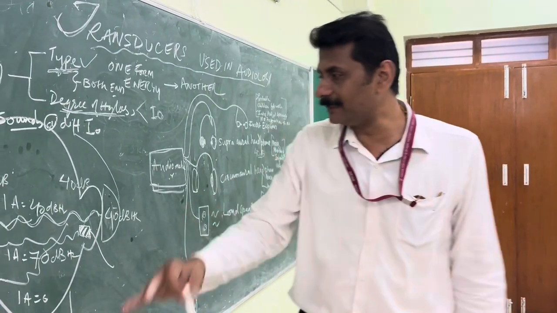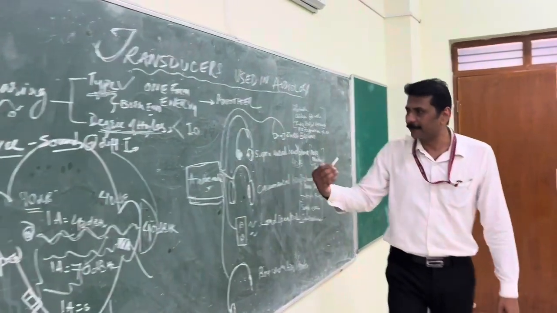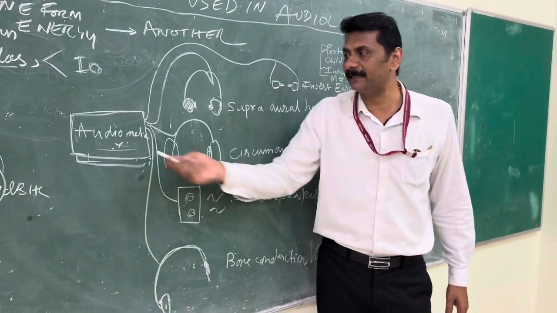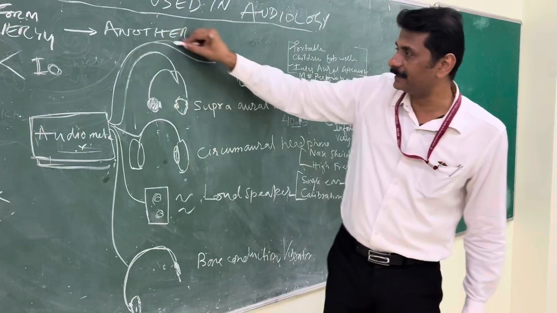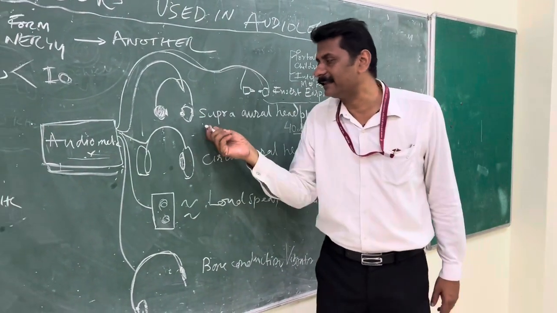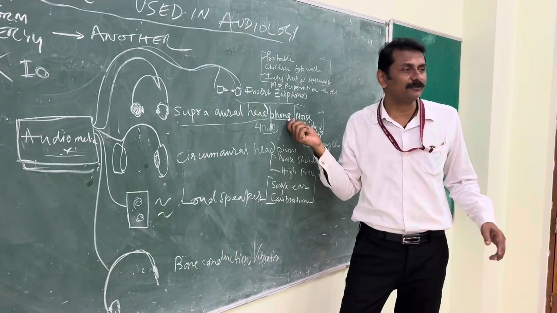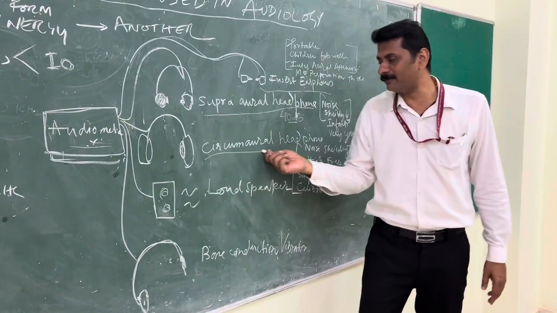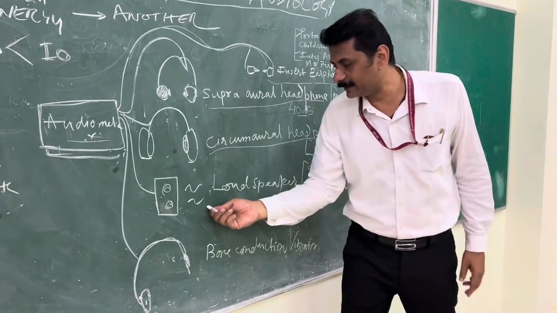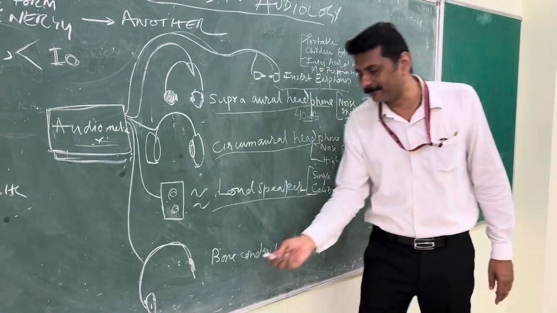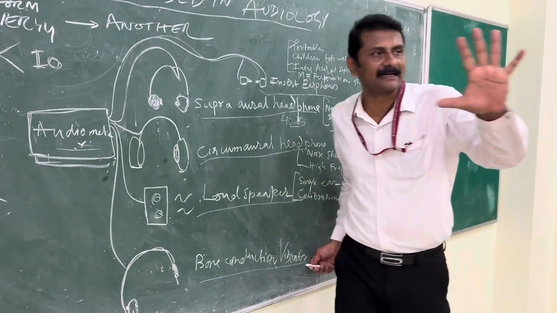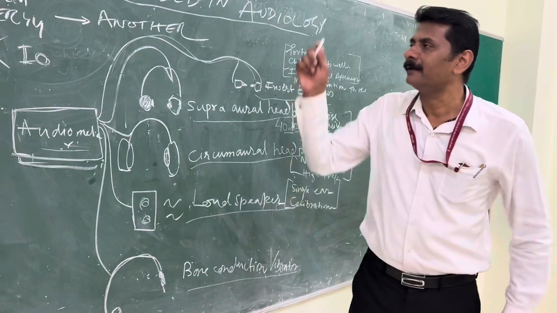Correct? So if you see like this, then the total number of transducers which can fit into an audiometer is, let us say, the first is the insert earphones. The second is the supraaural headphones. The third is the circumaural headphone which covers the ear like this. Supraaural is this much. The fourth is the loudspeakers. The fifth is the bone conduction vibrator. So 5 types of transducers are to be used.